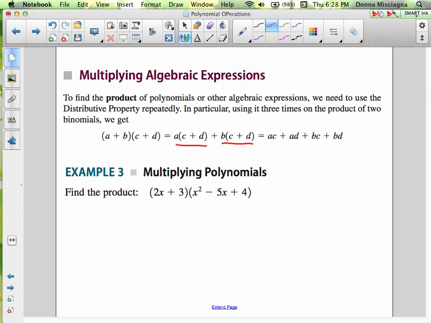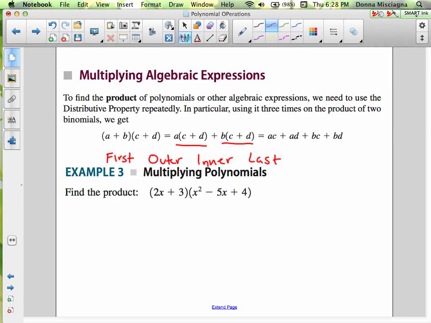Now you could also think of this as FOIL, right? The first two terms, the outer, the inner, and the last two terms. But FOIL only works if we're multiplying a binomial by a binomial. It doesn't work if we have three terms. So that's why thinking of it as distribution is a lot more useful, because we can use distribution, multiplication by distribution, for any number of terms.